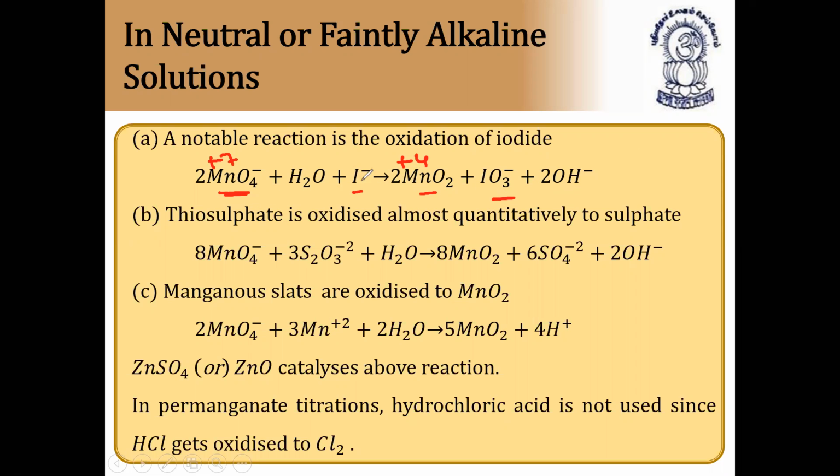What is the oxidation state of iodine? Here it is -1 and here it is +5. So -1 changes to +5. So it is increasing, which is oxidation. So oxidation of iodides to iodates, that is the iodate ion, IO3 minus.